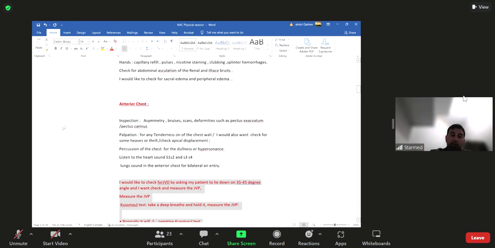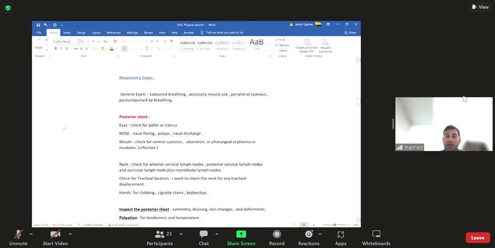Now let's say if we go to the posterior chest, how are we going to perform a lung examination? As I said, all the first 5 things are going to be the same. Sanitization of my hands, introducing myself to my patient, asking for permission from my patient, draping my patient, and as well as asking for a chaperone if needed. And then I'll go general appearance exam. So if it comes to general appearance exam for a respiratory patient or heart related, both of them are almost similar things that you can say. Labored breathing, accessory muscle use, peripheral cyanosis, or posture, pursed lip breathing, for example. This is a very good way to put a general appearance exam for your patients, okay?